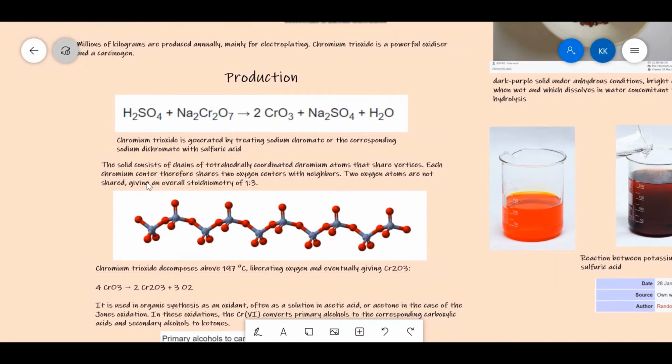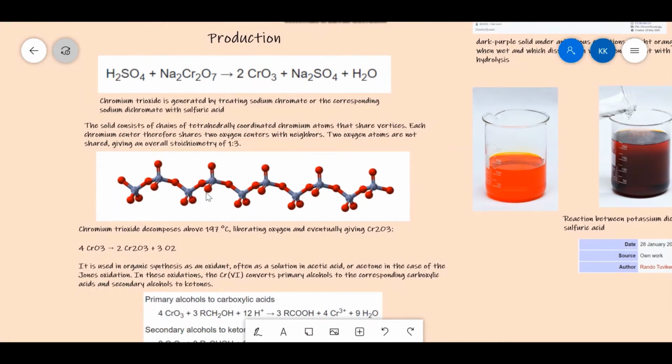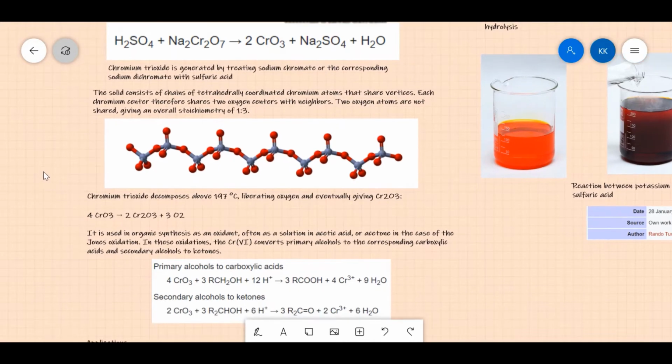Now, the solid consists of chains of tetrahedrally coordinated chromium atoms that share vertices. So this is about how it exists in the solid state. Each chromium center therefore shares two oxygen centers with neighbors. You can see there are two oxygens being shared. Two oxygen atoms are not shared, giving an overall stoichiometry of 1:3, as the two unshared oxygen atoms give a complete contribution while the two shared give half contributions, so effectively we get three oxygens per chromium atom.